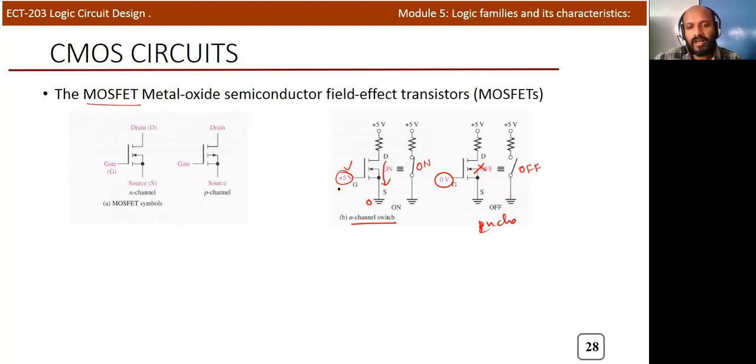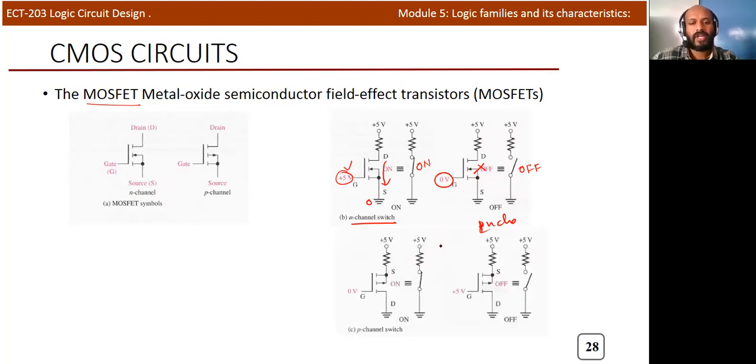So when you apply plus 5 volt or logic 1 at the gate terminal, the transistor will be in the on condition. And when you apply 0 at the N channel MOSFET gate terminal, the transistor will be in the off condition. Similarly, we need to discuss the P channel MOSFET. It is just the opposite. When you apply 0 volt at the gate terminal of the P channel MOSFET, and here you can see the drain is connected to ground and the source is connected to plus 5 volt.